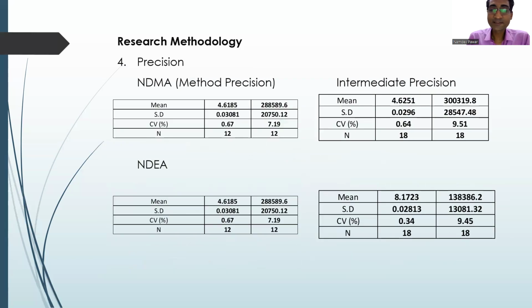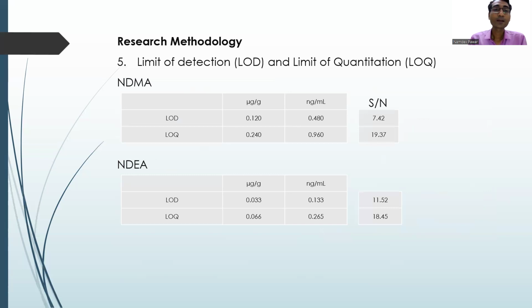Then I move to the precision of the method, the reproducibility of the method. I have conducted method precision and intermediate precision with 12 replicates and 18 replicates respectively. For method precision, 6 replicates were run on one day and 6 replicates on another day. For intermediate precision, 6 replicates on one day and 12 replicates on another day.